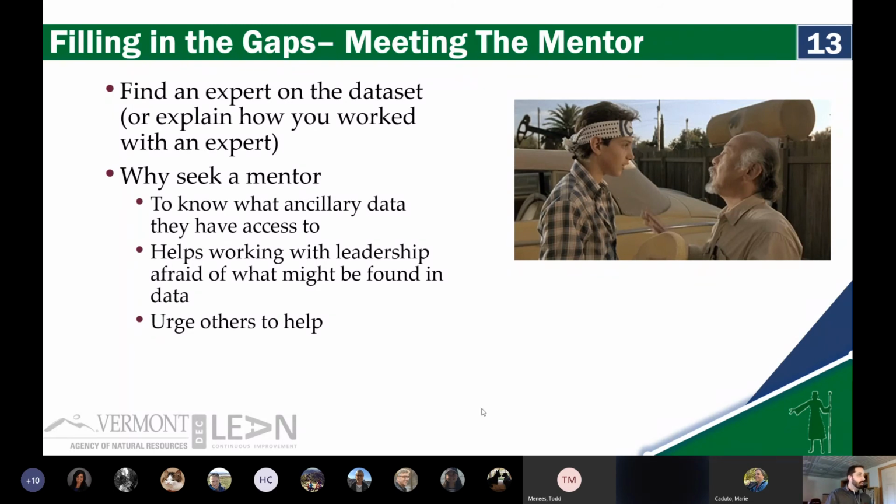All right, so there are other reasons to seek a mentor, including that you might want to know what ancillary data they might have access to. So they might have data that informs the data that you're working on, or might have additional context to help inform you. Also, bringing in additional people and talking to other people might confirm to leadership, say, hey, I talked to an expert on this. You know, they confirmed that what I'm looking at is right and accurate. And it brings other people into the process, which usually helps with buy-in.